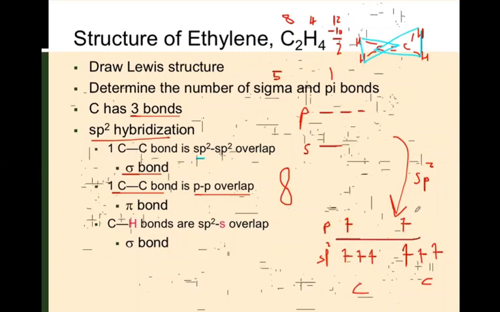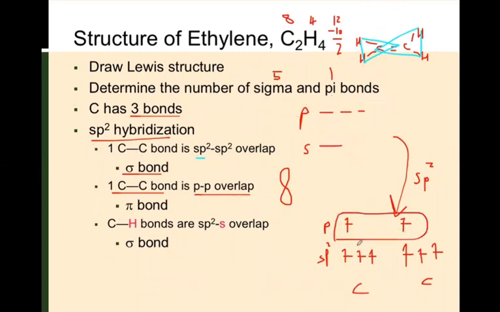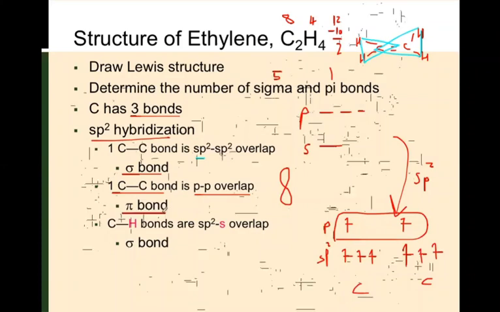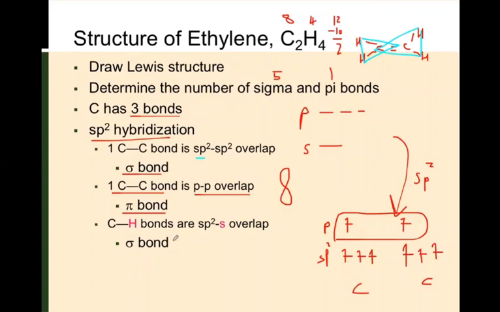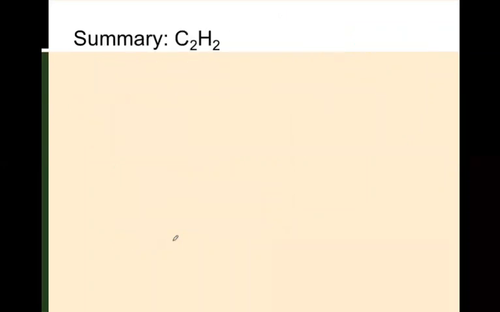And so they can share this, like they can form a pi bond using these half-filled p orbitals. So that's this pi bond here. And then the carbon-hydrogen bonds are sp2-s overlap because the hydrogen doesn't get hybridized. So the summary here for C2H2, so this is acetylene.